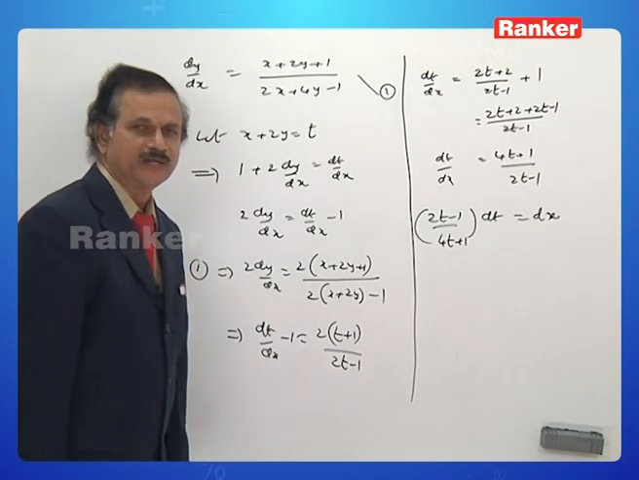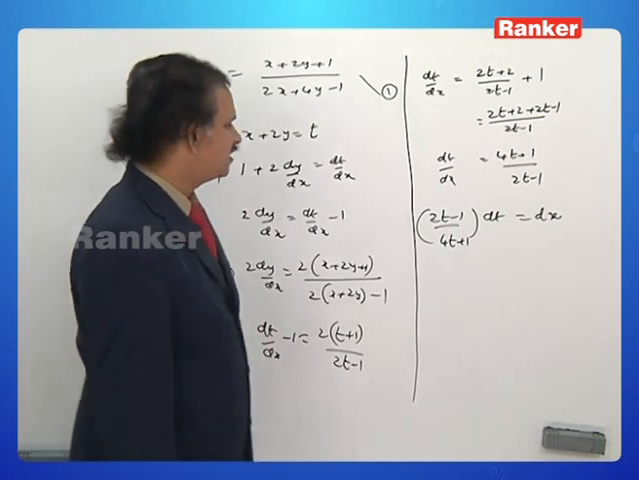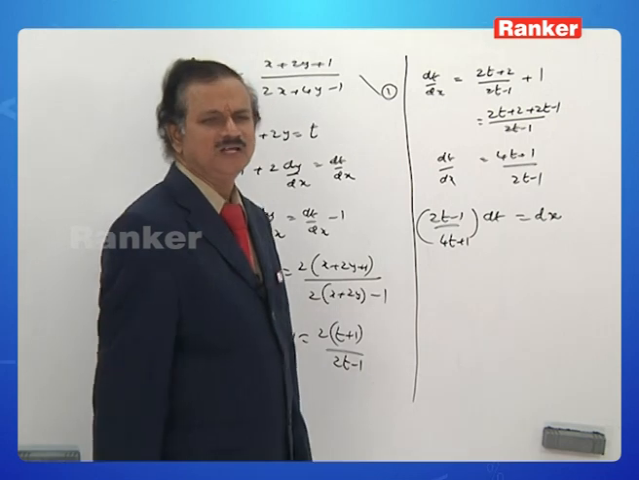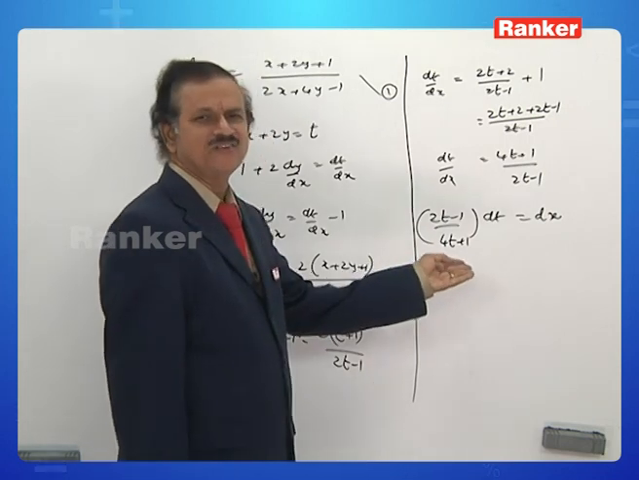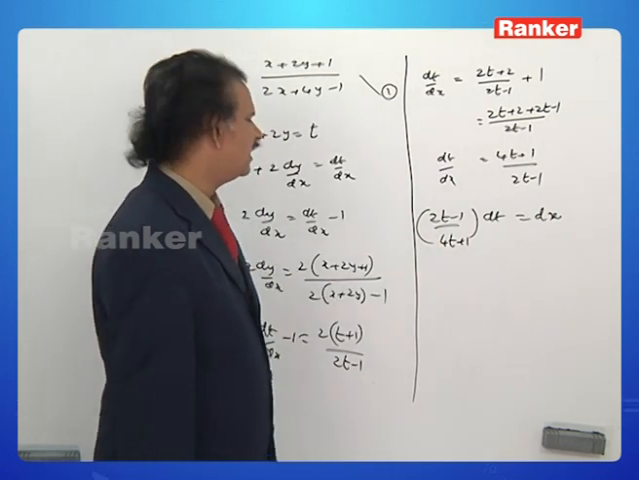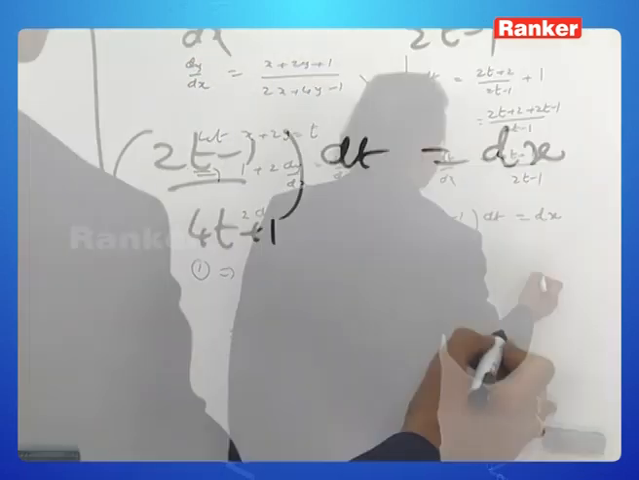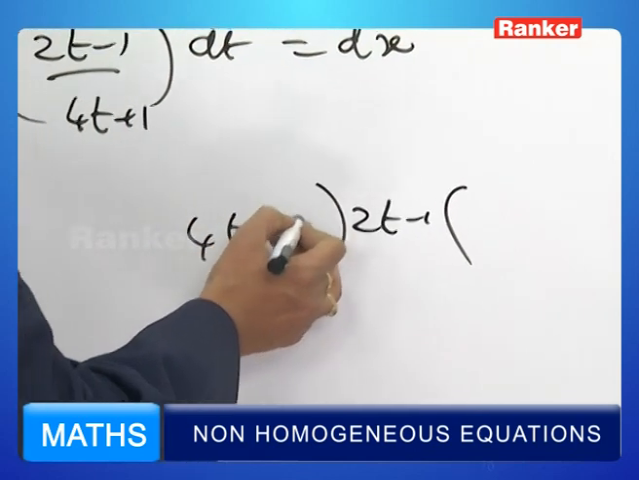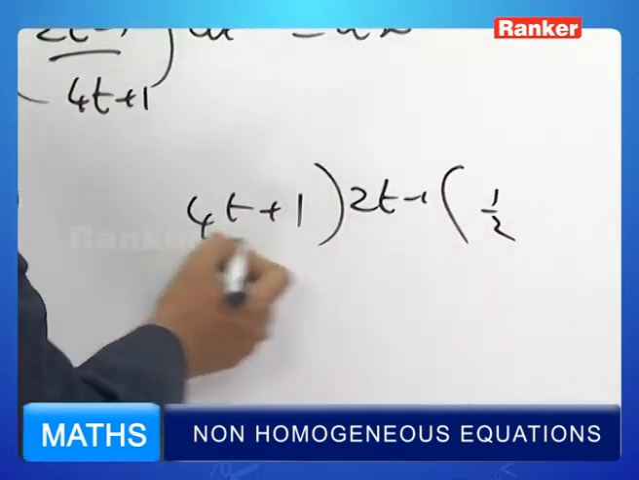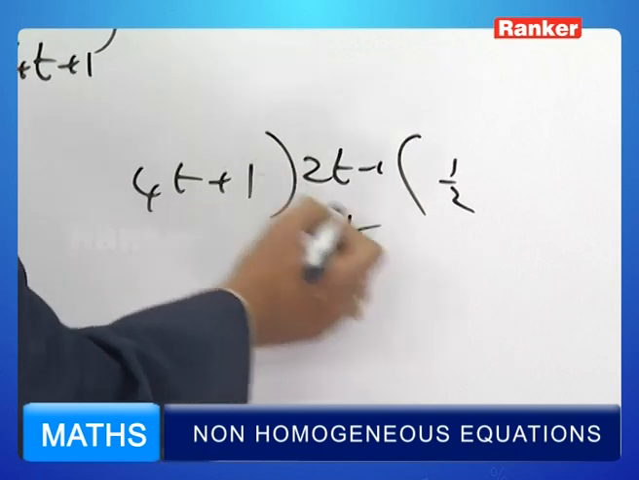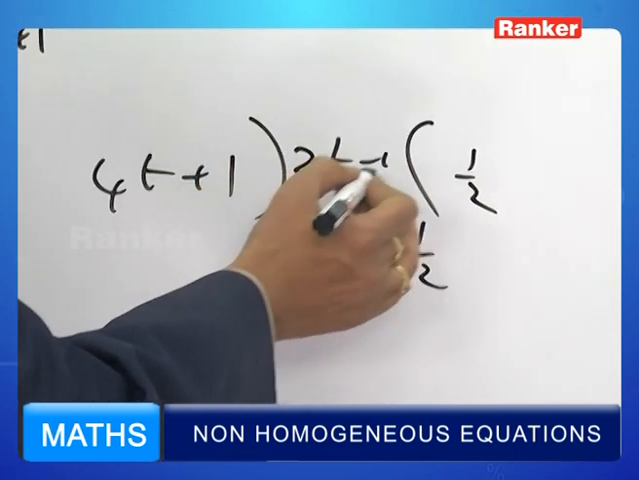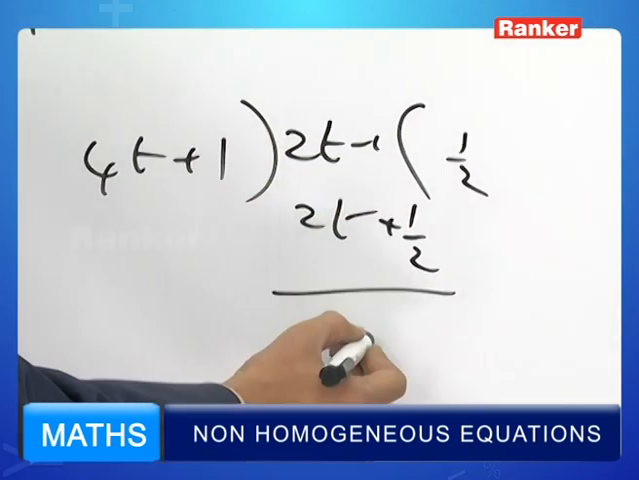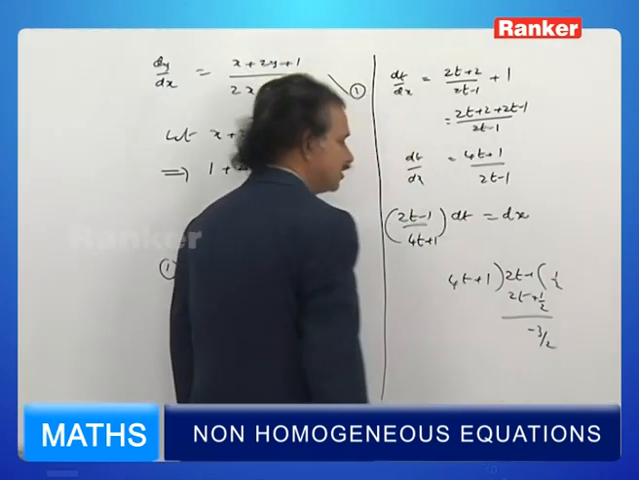Is equal to dx. At this juncture, you may not have any simplifying adjustments or other ideas. You can directly divide the numerator 2t minus 1 by the denominator 4t plus 1. Half into 4t is 2t. Half into 1 is plus half. This is minus 1. You subtract, it is minus 3 by 2, isn't it?